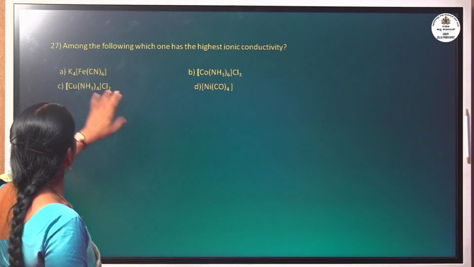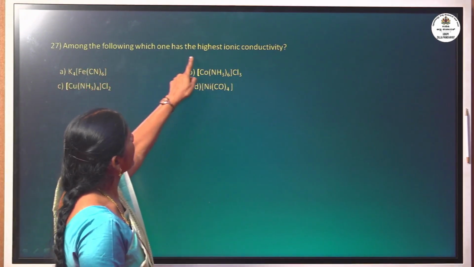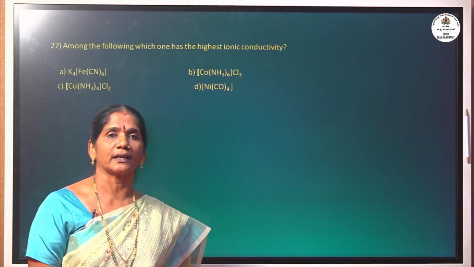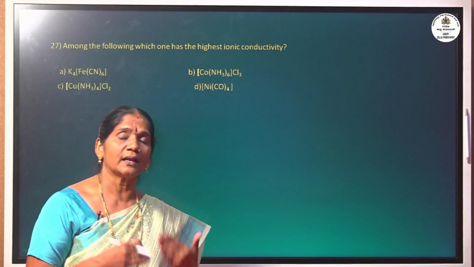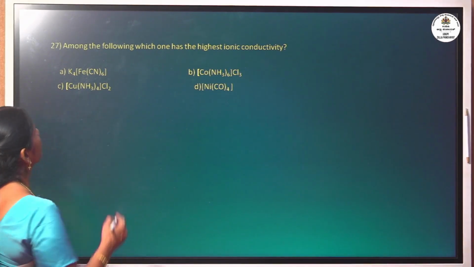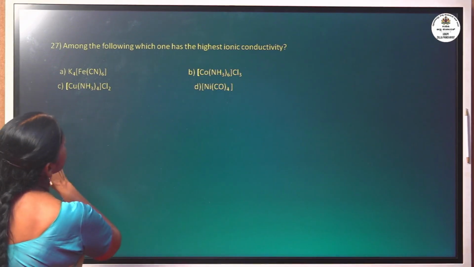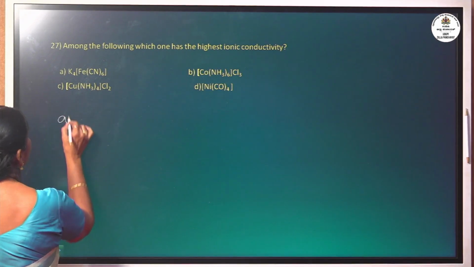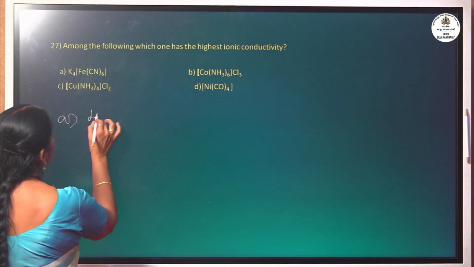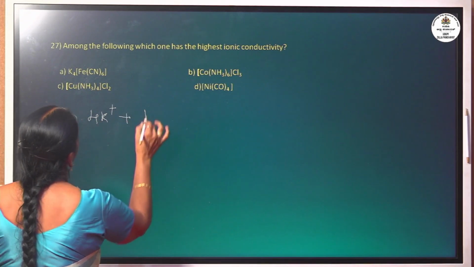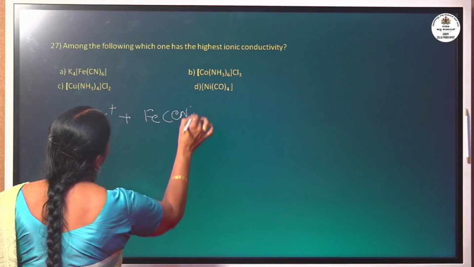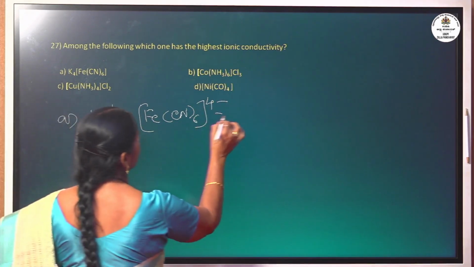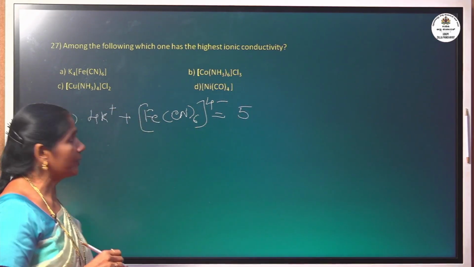In this question, among the following, which one has the highest ionic conductivity? To get the highest ionic conductivity, we are supposed to have the highest number of ions in the solution. And we have to see which one will produce the highest number of ions in the solution. If you go to A, 4 K plus and 1 Fe(CN)6 4 minus. So 4 plus 1, the total number of ions will be 5.